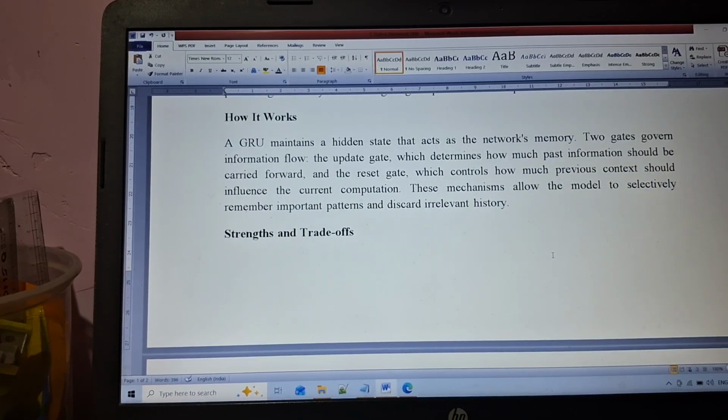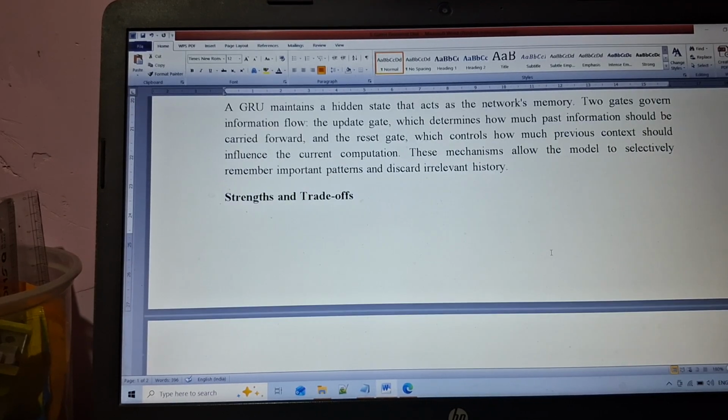How does GRU work? The recurrent unit maintains a hidden state that acts as the network's memory. Two gates control information flow. The update gate determines how much past information should be carried forward. The reset gate controls how much previous context should influence the current computation. These mechanisms allow the model to selectively remember important patterns and discard irrelevant history. That means data which is not relevant for any purpose or parameter is removed by the GRU.